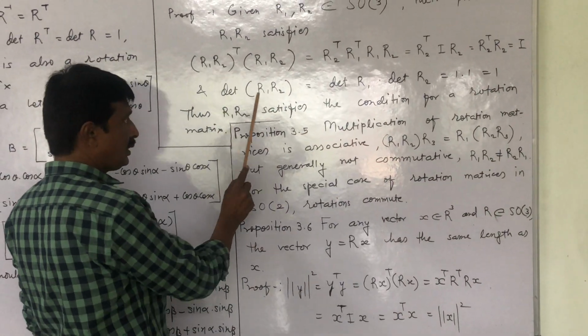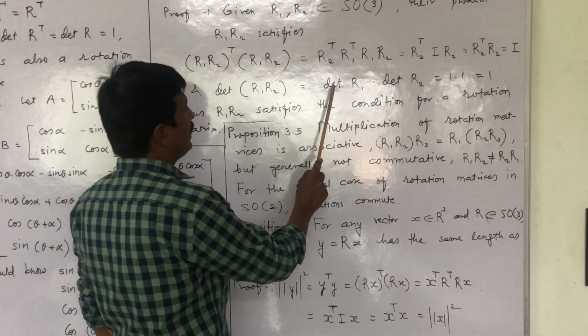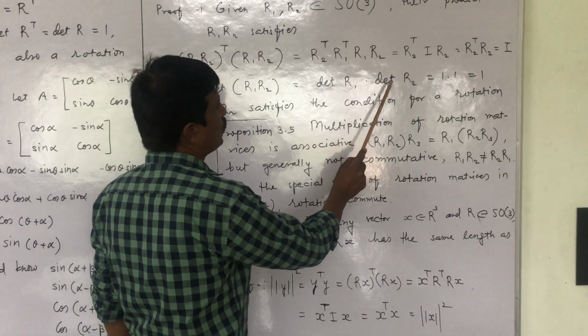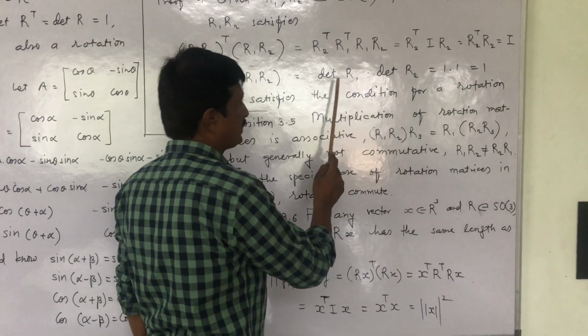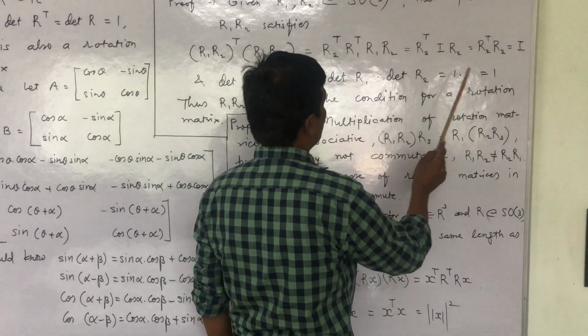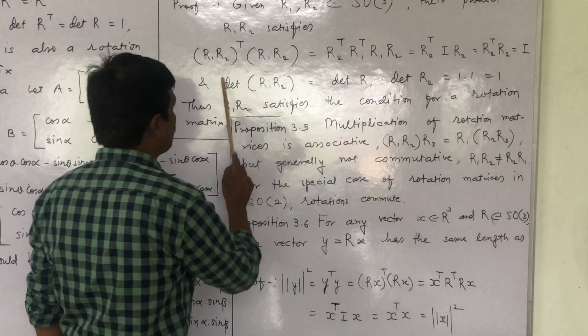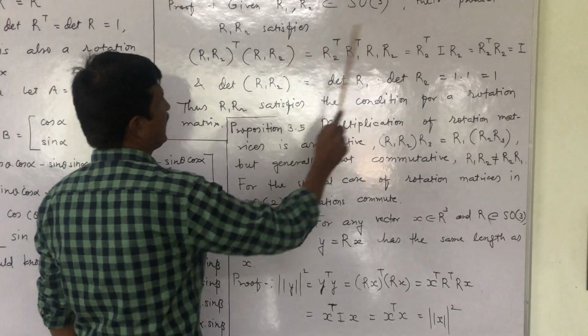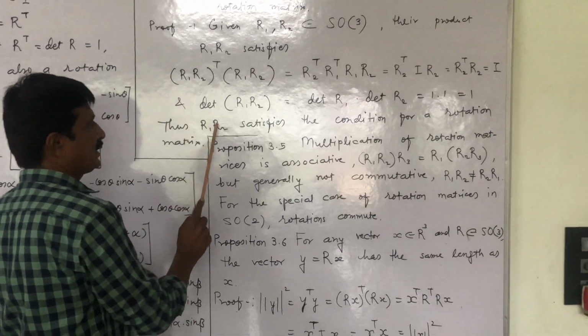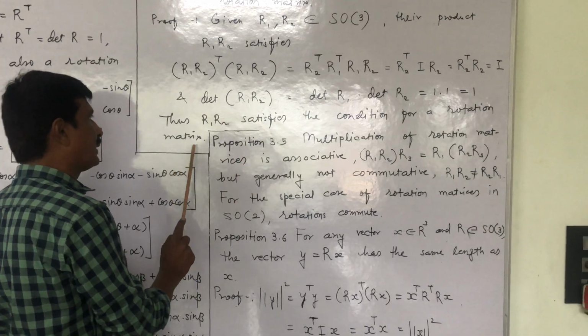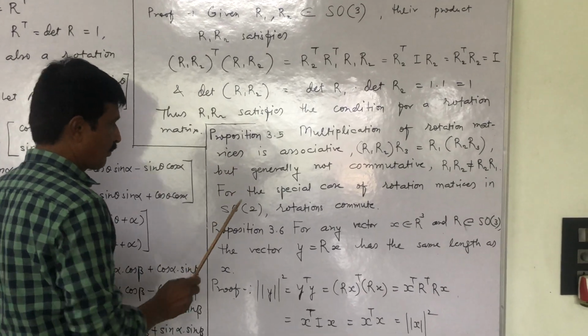And the determinant of R1R2 equals, by the property, the determinant of R1 into the determinant of R2. But R1, R2 are rotation matrices, so each determinant is 1. So 1 into 1, the determinant of R1R2 is 1, and this is I. Thus R1R2 satisfies the conditions for a rotation matrix, so it is also a rotation matrix.